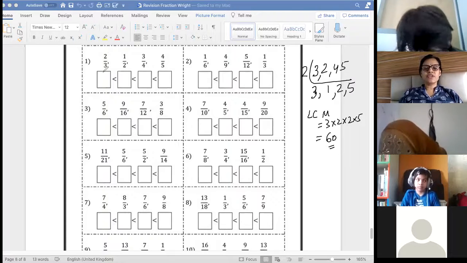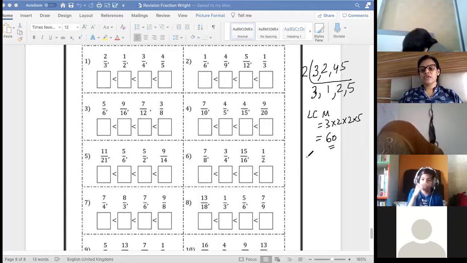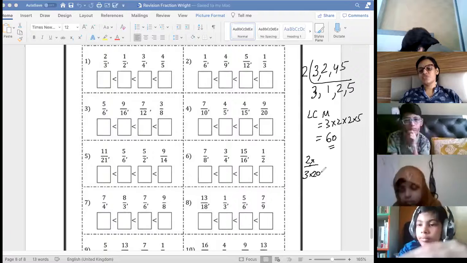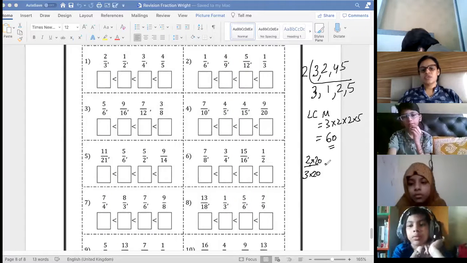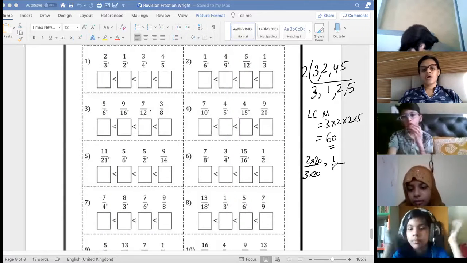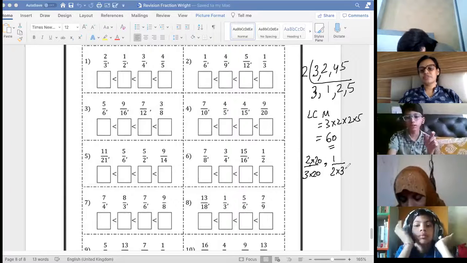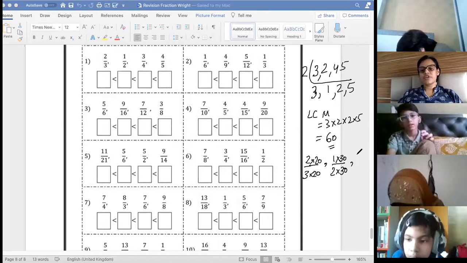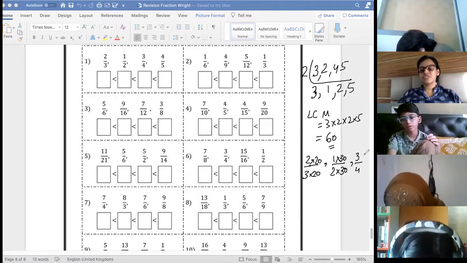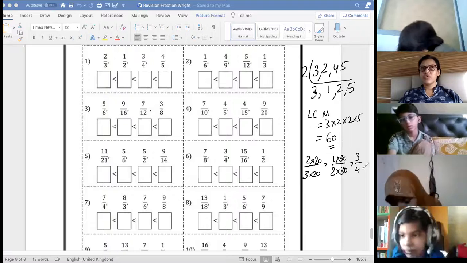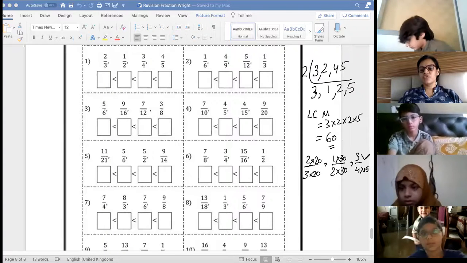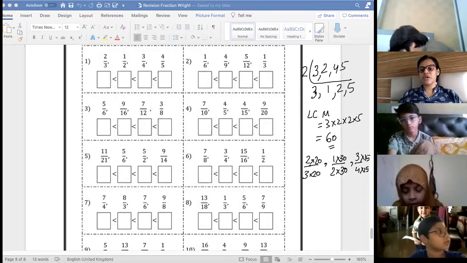Now arrange 2 by 3 first. 2 by 3. 3 is how many times 60? 20 times. Okay. Next one is 2; 2 into what will be 60? 30. 2 into 30 is 60. You can divide and find it out. And we will do 4. 4 into how much will be 60? 4 ones are 4, and 4 fifteens is 60. So the numerator also becomes 15. And the last one is how much?